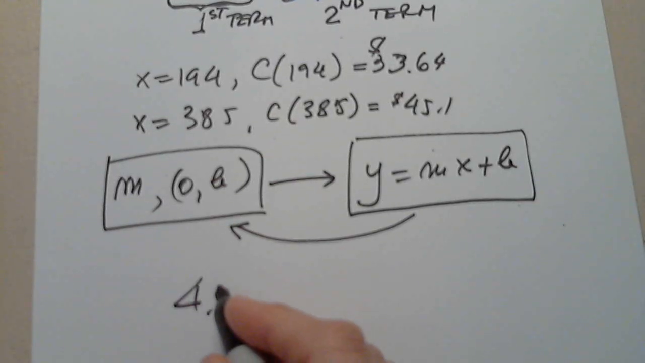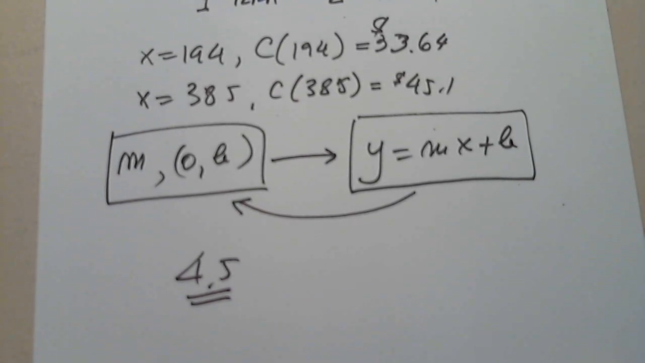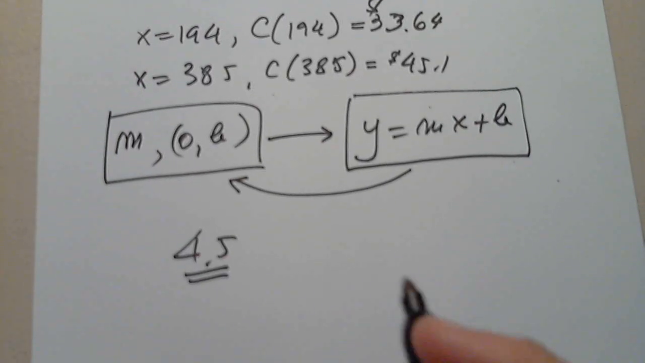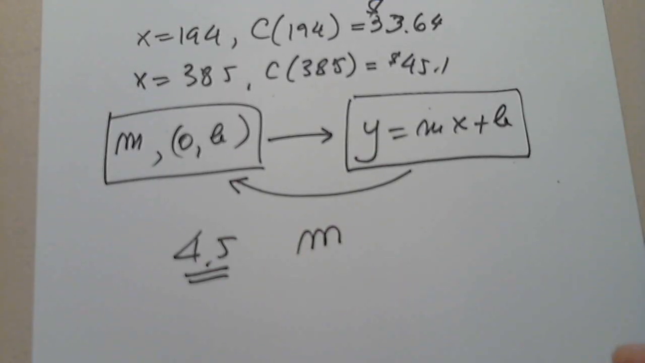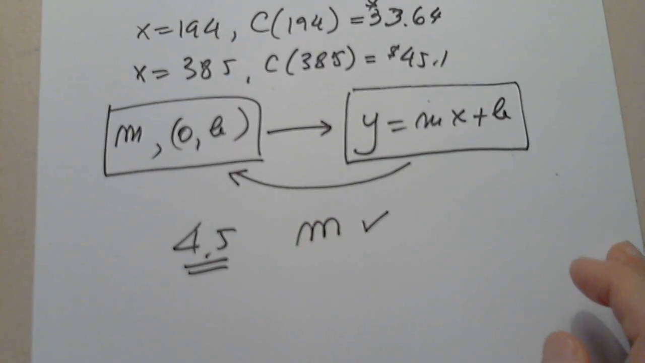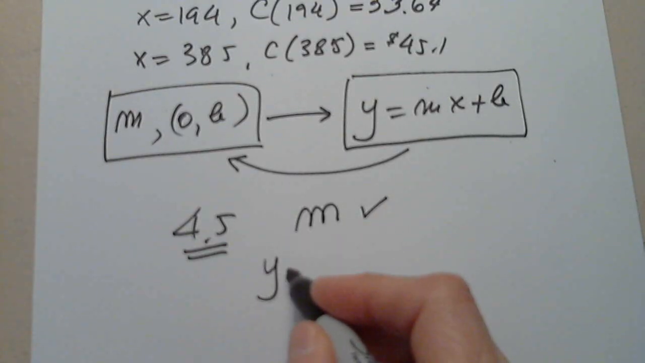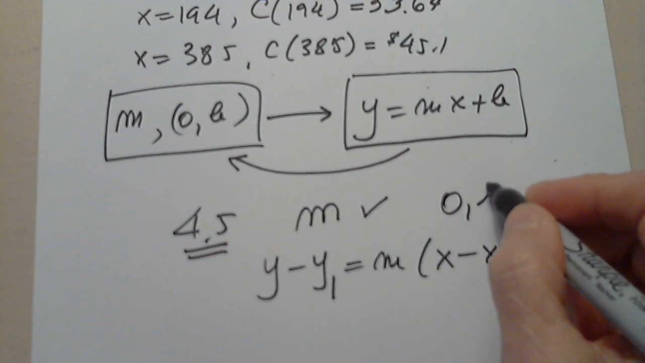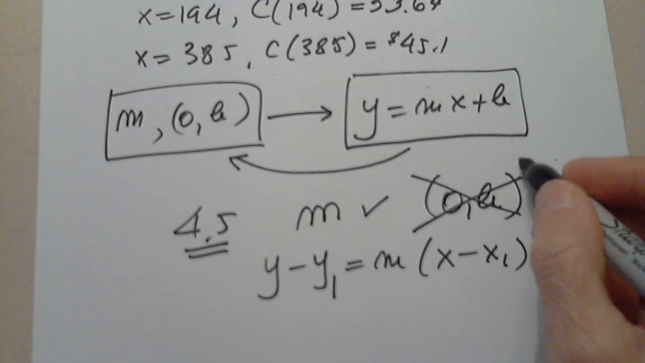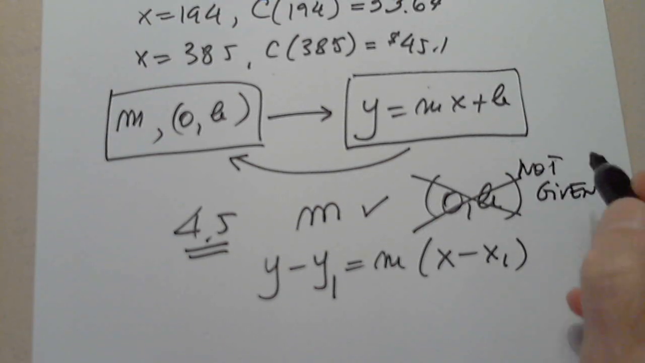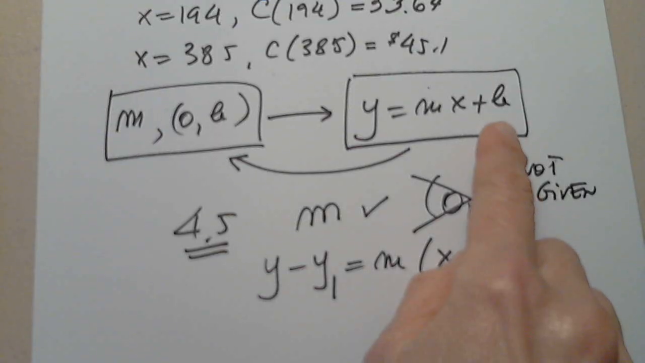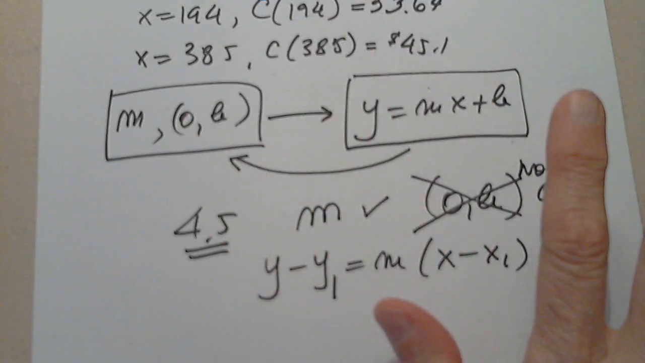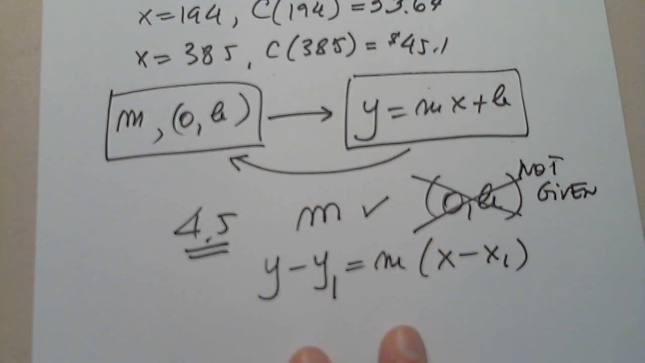In the last section in 4.5, we are going to focus on the last equation that we haven't talked about. I mentioned it, but we haven't used it yet, which is, when we are given 2 points, we can find the slope, and we will be using y minus y1 equals the slope times x minus x1, because we are not given 0, b. When 0, b is not given, do not spend time on this. There is no need. We have another equation to use.